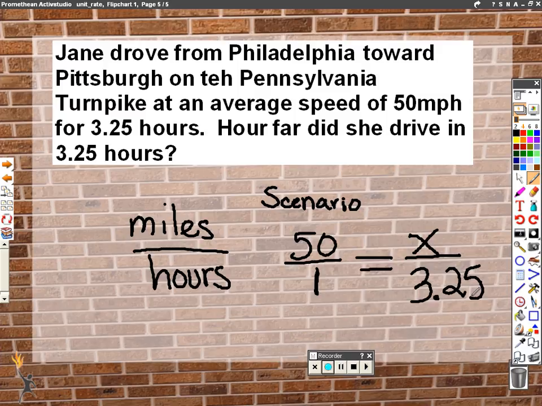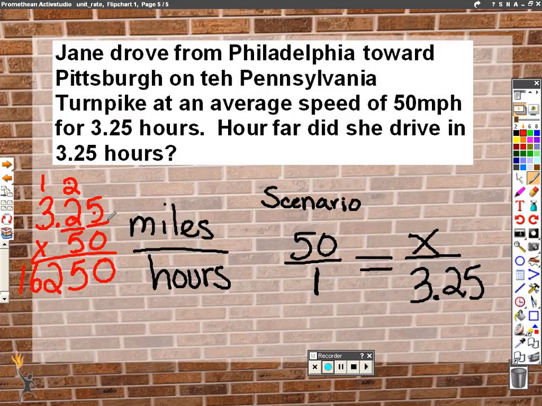Now, if you're a little shaky with your multiplication, I'm going to show you how to do this one, and then we'll pull up the calculator just to double check our math. 3.25 times 50. 0 times anything is 0. Now we're over here. 5 times 5 is 25. Write the 5. Carry the 2. 5 times 2 is 10 plus 2 is 12. Carry the 1. 5 times 3 is 15 plus 1 is 16. Now we need to count the spaces behind the decimal. 1, 2. So she went 162.5 miles.